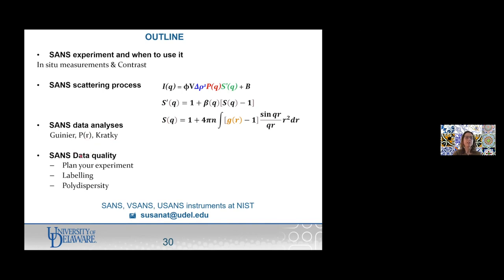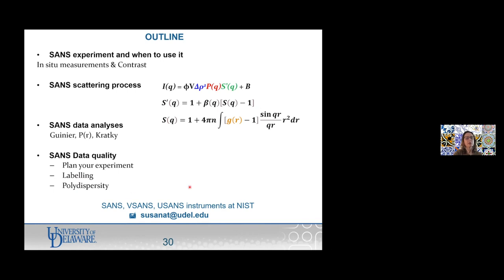And finally, we looked at the data quality a little bit. We spoke very broadly about how you'd plan your experiment. I didn't tell you too much about labeling, but this is something you will want to consider to increase the contrast of your sample, of your data, or also to just look at different components in a complex. We spoke about polydispersity a little bit.